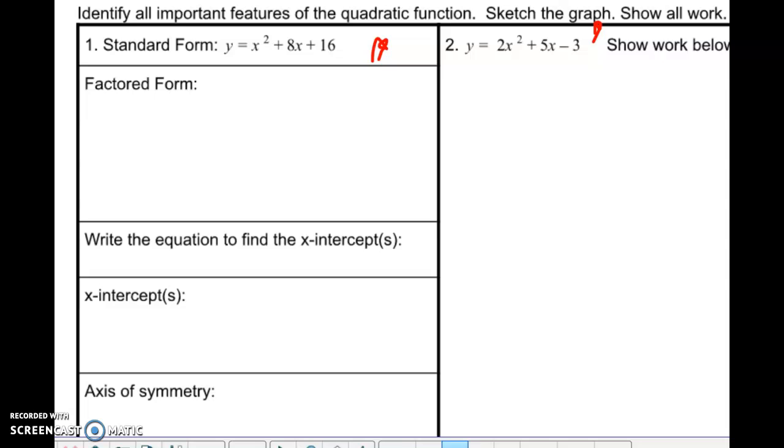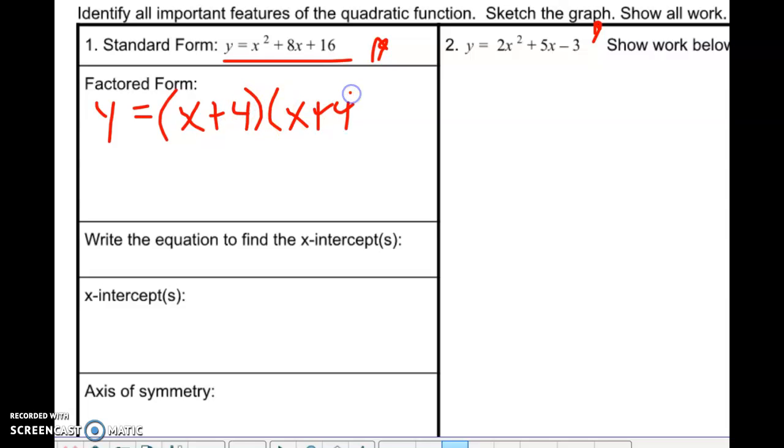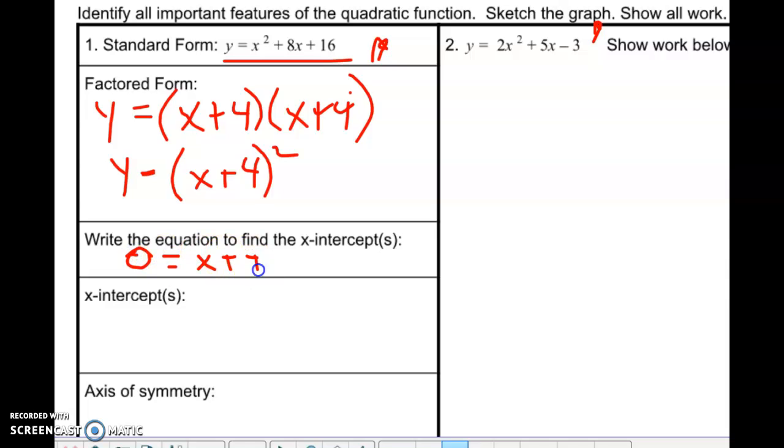So in this quadratic, what we're going to do is factor it. I'm going to skip the box and diamond. In factored form, this should be y equals x plus 4 times x plus 4. I can also write it as y equals x plus 4 quantity squared. The next part, you're going to write the equation to find the x-intercept. That means I plug in 0 for my y. So 0 is equal to x plus 4. My x-intercept is at -4, 0.